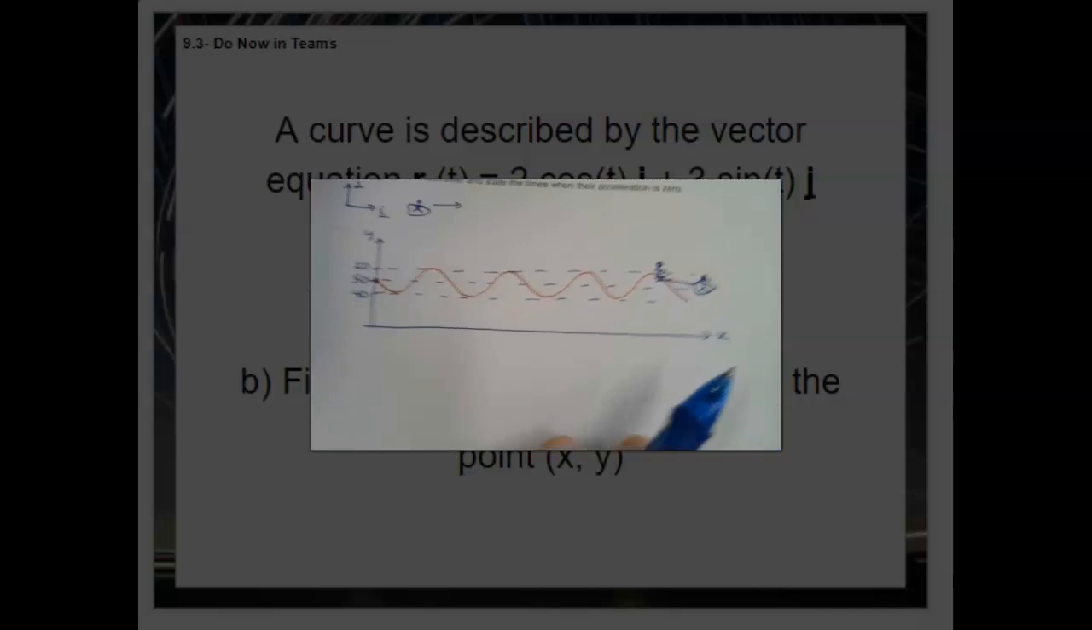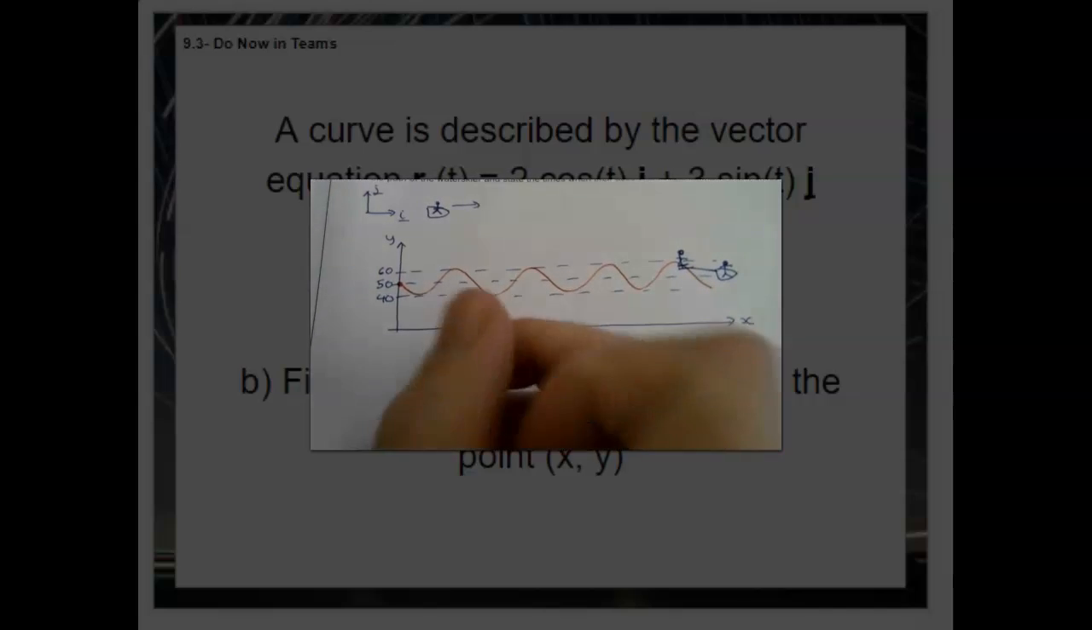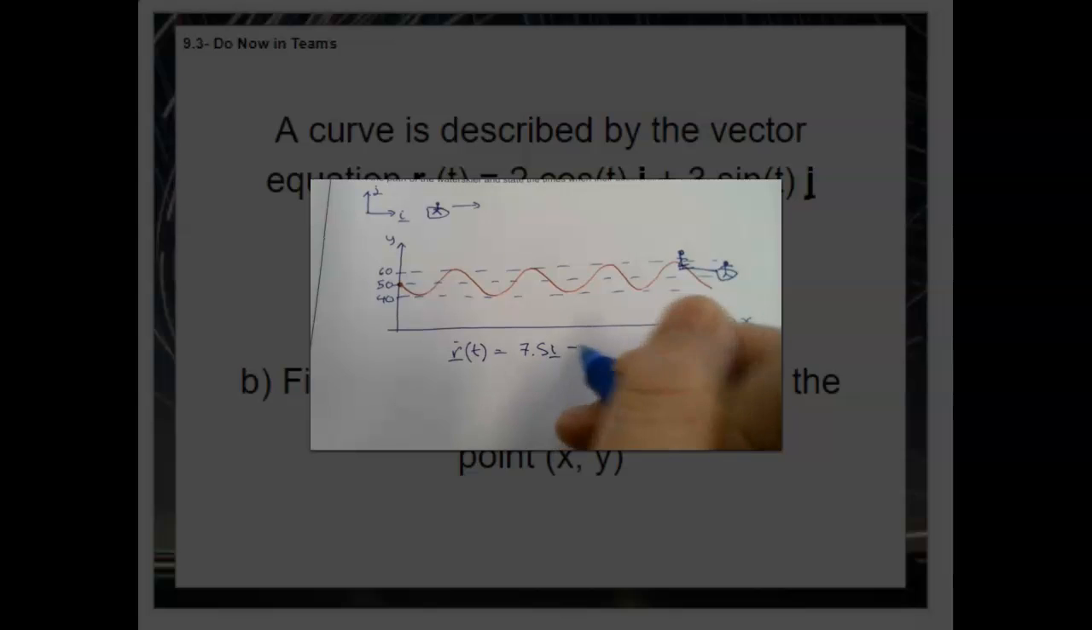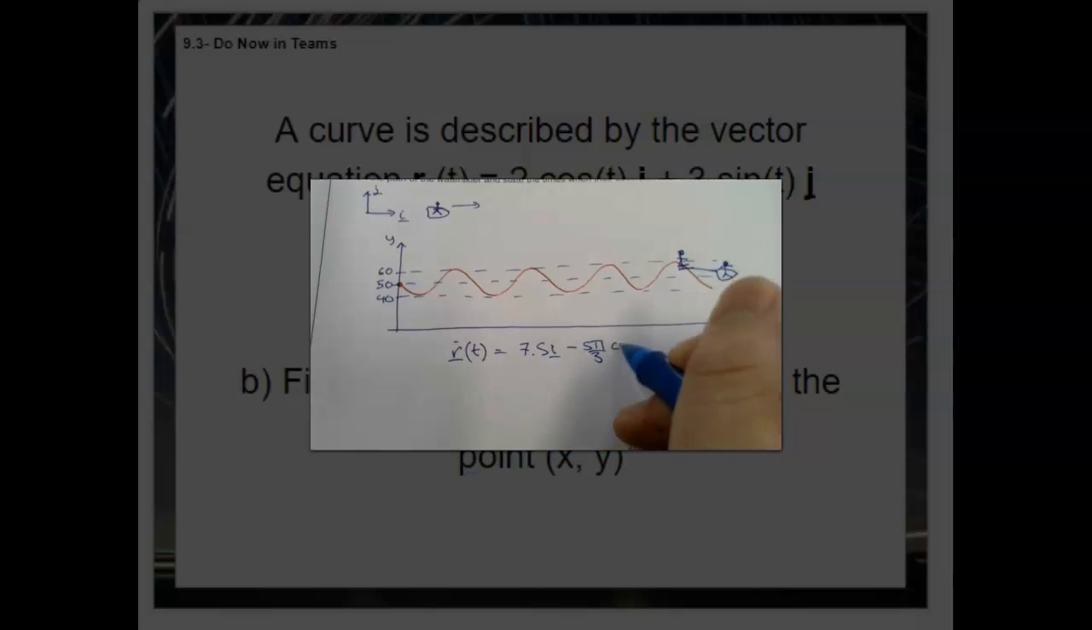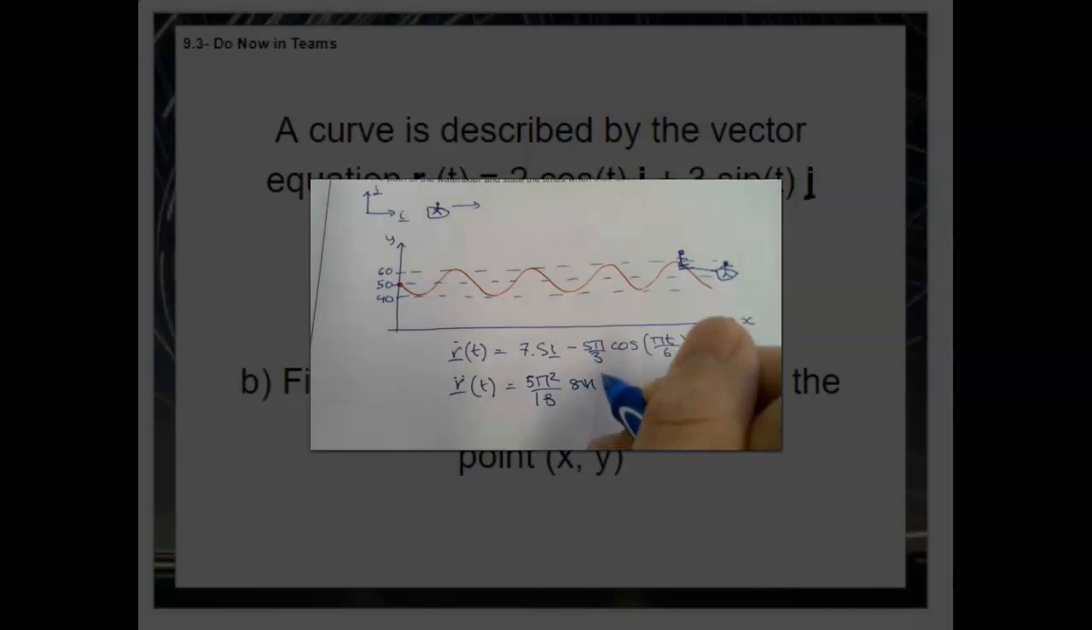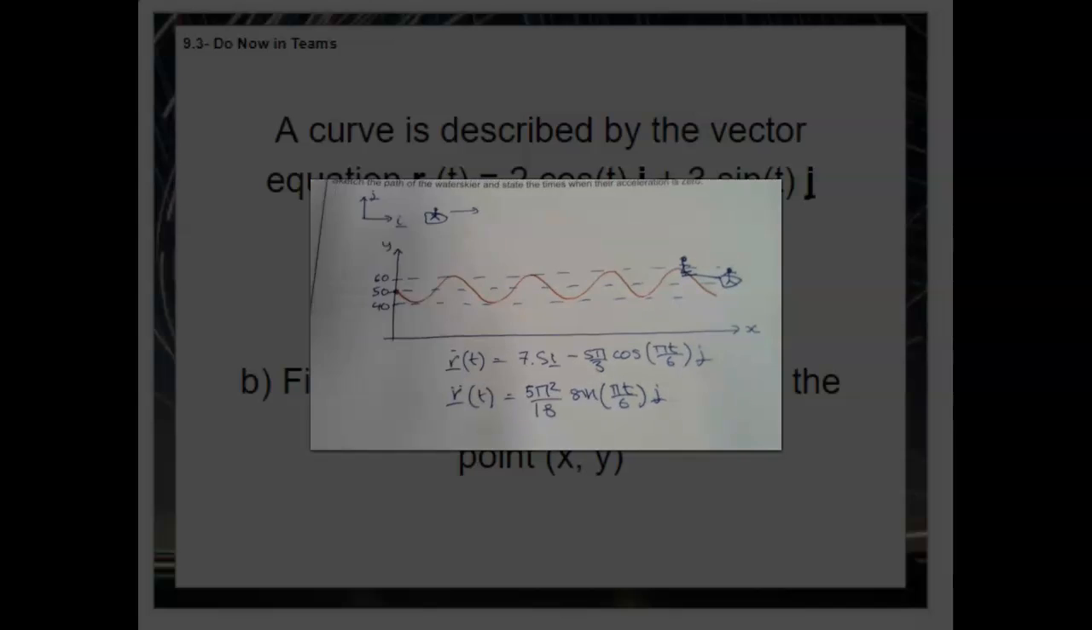Then the final thing is state the times when the acceleration is 0. So we can quickly find the second derivative. First derivative would be 7.5i minus 5 pi over 3 cos of pi t over 6j. 5 pi over 3 just coming from the 10 cancelling with pi over 6. And then so the second derivative, nothing in the i direction, and then 5 pi squared over 18 sine pi t over 6j. That's an expression for the acceleration vector at any particular point.